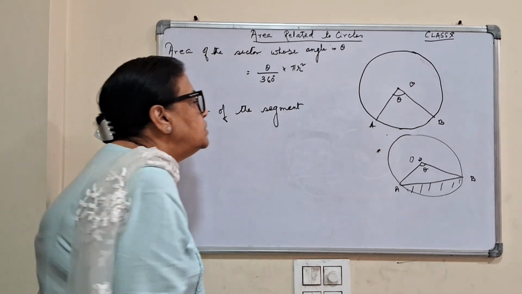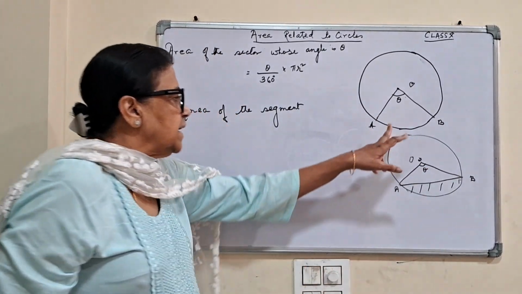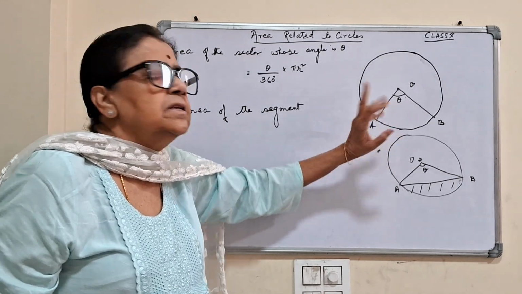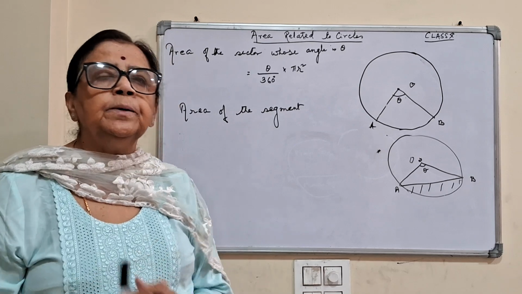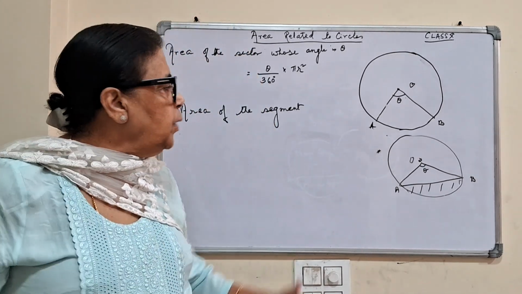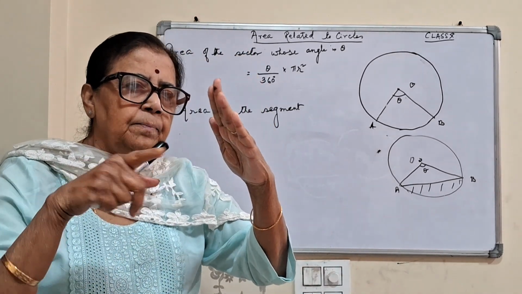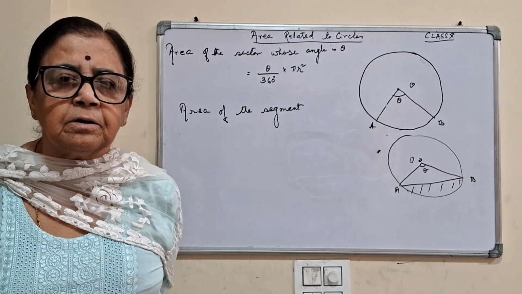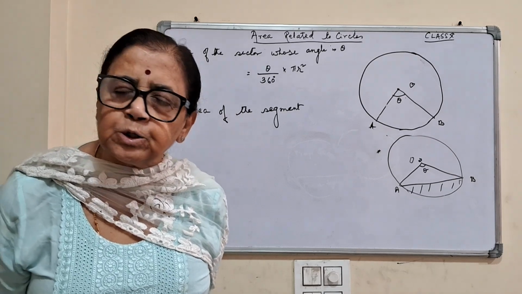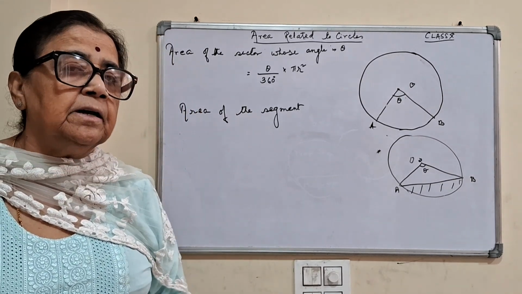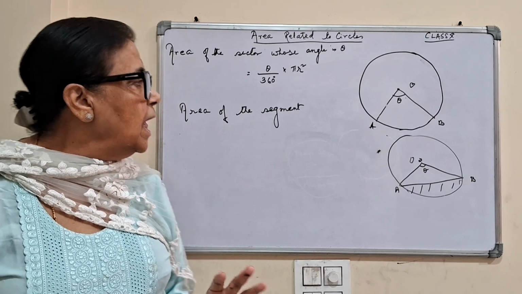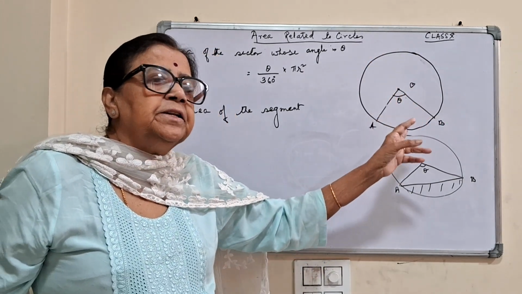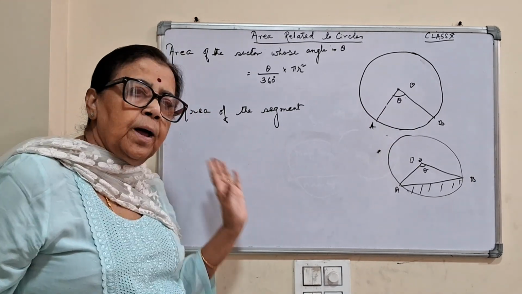Now, I have drawn the circle, and this is the sector. This theta is the angle of the sector. What do you mean by the angle of the sector? Two radii make an angle of theta. What is the area of a circle? Area of a circle is pi r square. And the area of the sector, which is a part of the circle, is theta upon 360, since the whole is 360. So it is theta upon 360 pi r square.